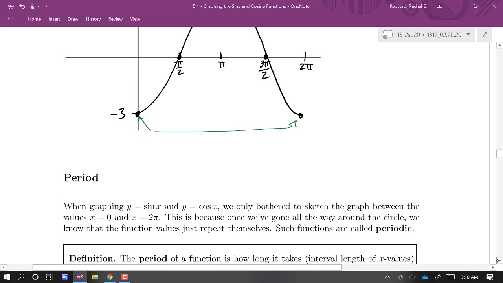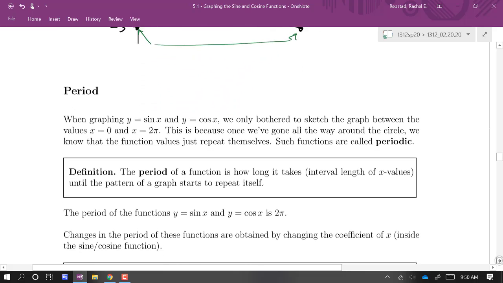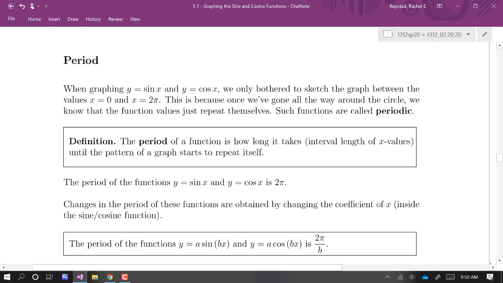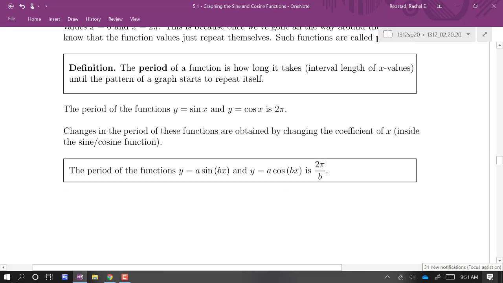Now for just sine x and just cosine x, 2 pi radians is what we need to get one go around the circle. We can change the period of the sine and cosine functions by adjusting the coefficient on x inside the argument, inside the function itself. And the period of those functions is 2 pi over b. So whatever that coefficient is, you're going to take 2 pi and divide it by that coefficient. That gives you the period. And here's why.